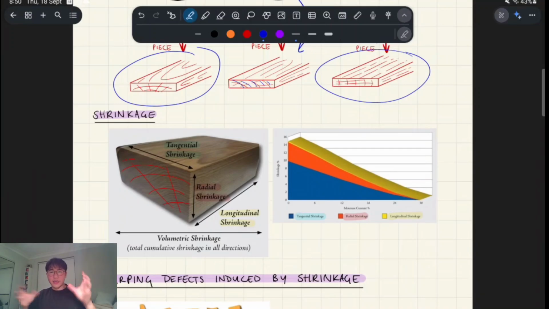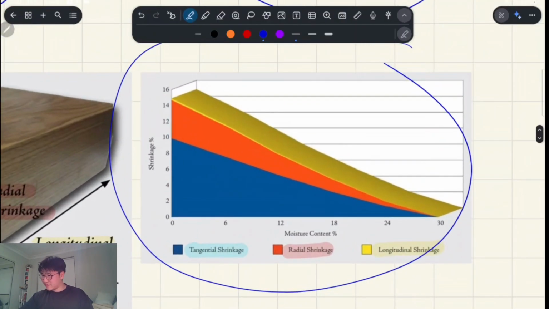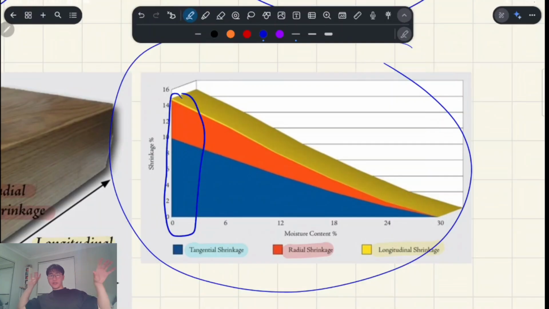Now, like I was saying before, we have a longitudinal direction, radial direction, tangential, and the graph on the right, you can see how much of a difference. I think you can especially see it on this side on the left. How much of a difference these three directions get relative to each other in terms of shrinkage, right?